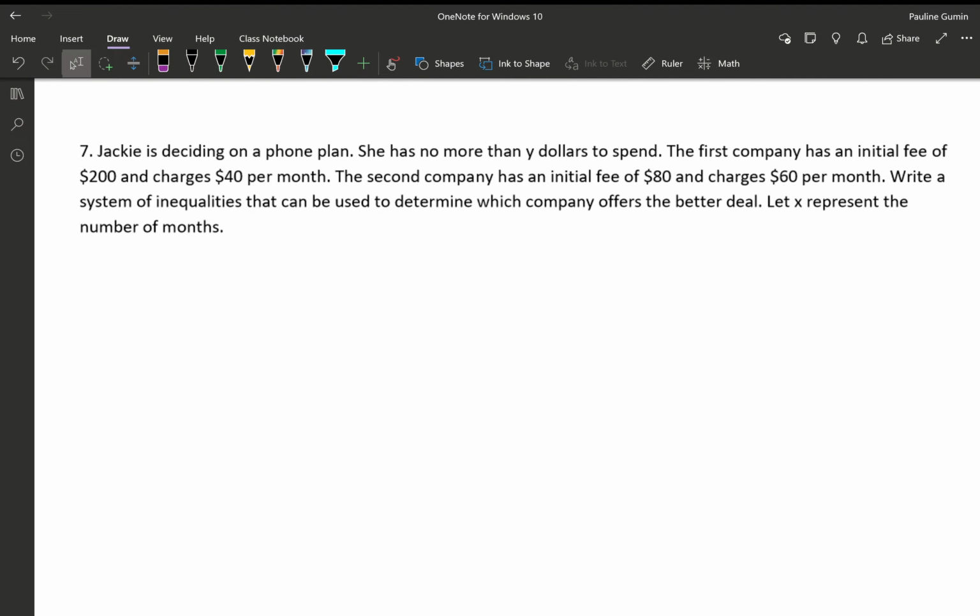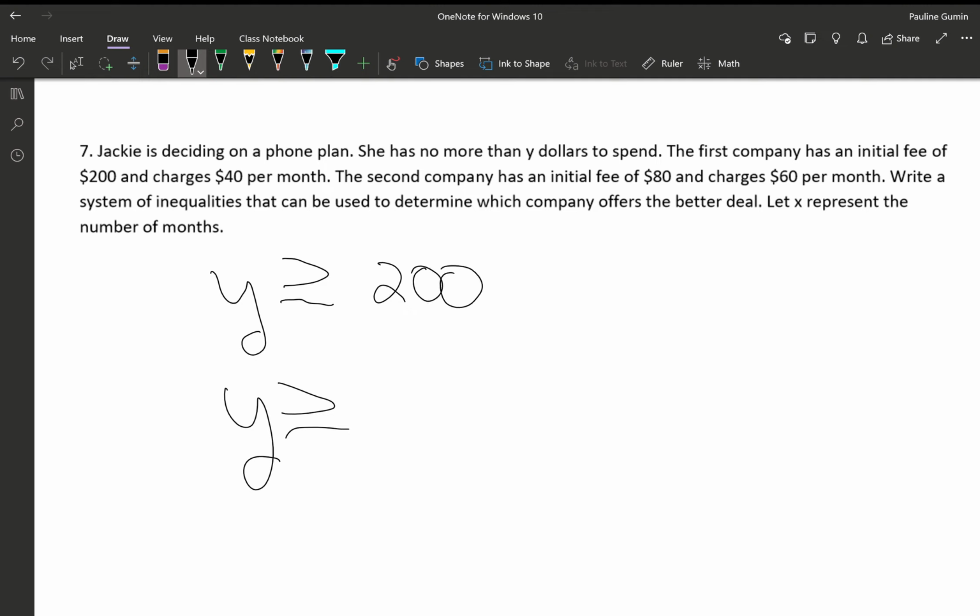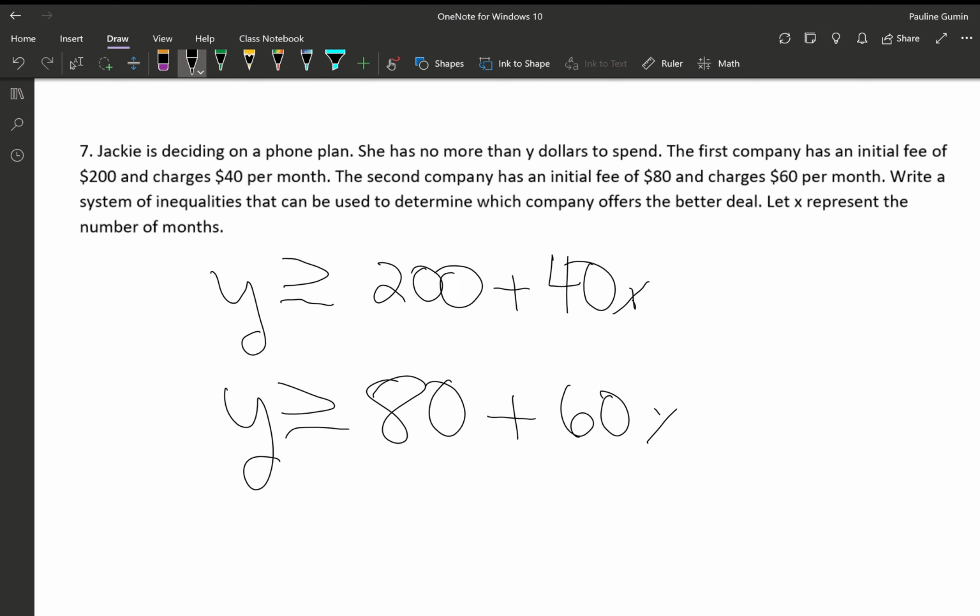Number 7, Jackie is deciding on a phone plan and has no more than Y dollars to spend. So we're going to have 2 phone plans. Jackie can spend exactly Y dollars or less than that. Y is the maximum that she can spend. The first company has an initial fee of $200 and $40 per month. The second company has an initial fee of $80 and $60 per month.